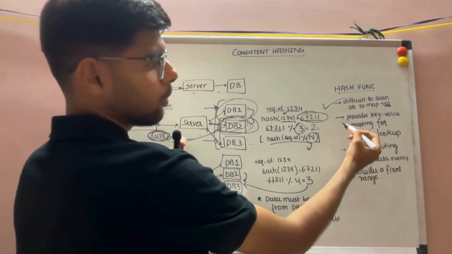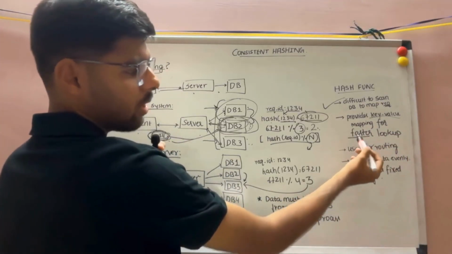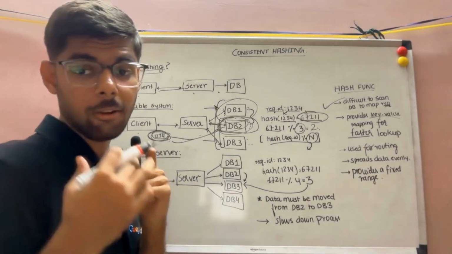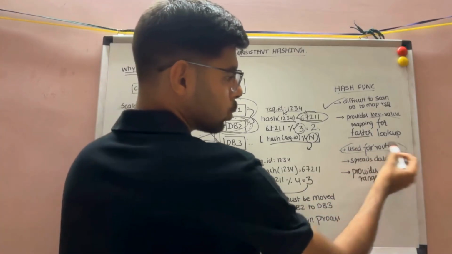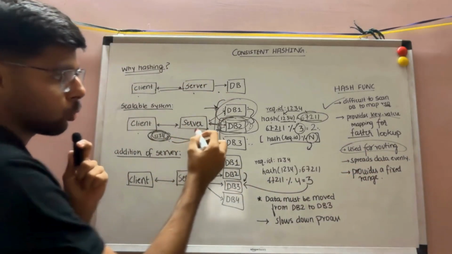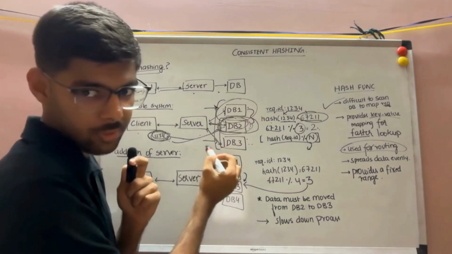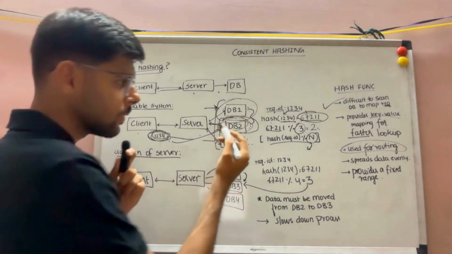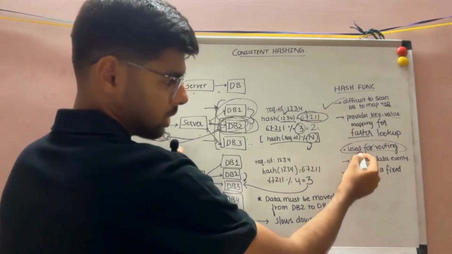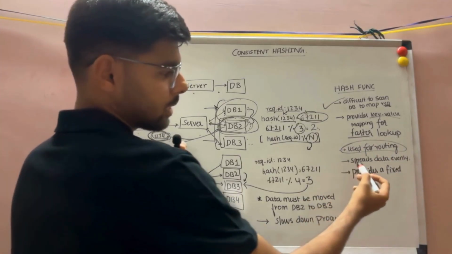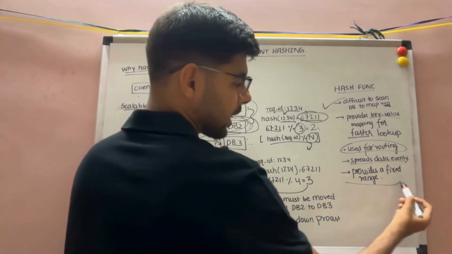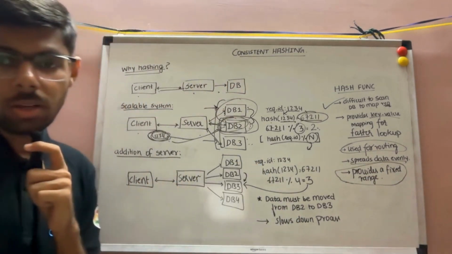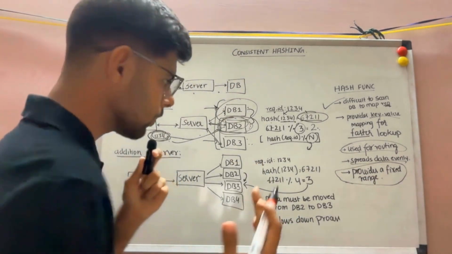And as I told, with the key value mapping, it is easier and faster for lookup. Now, these are used for routing because we don't know on which database we should be sending our request. That is why we use it for routing. And of course, it spreads the data evenly, and it provides a fixed range and a deterministic output. So that is really helpful.